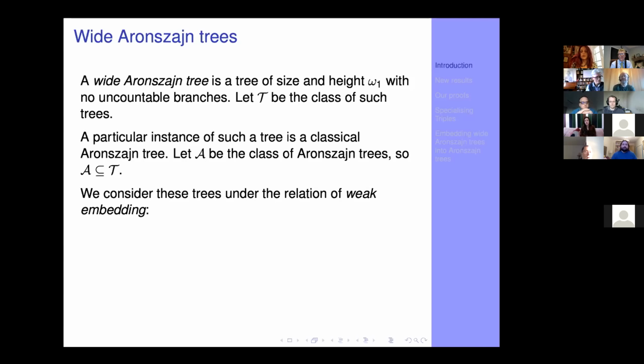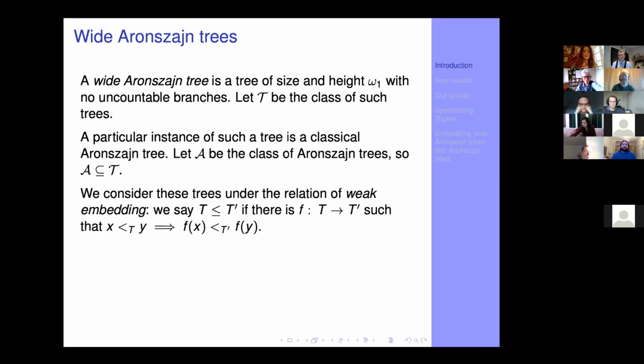So how could you embed one tree in another? Of course, you could just try to look at order preserving injections. But people who study these questions for various reasons are not particularly interested in injections. They are more interested in this relation of weak embedding, which now I will define.